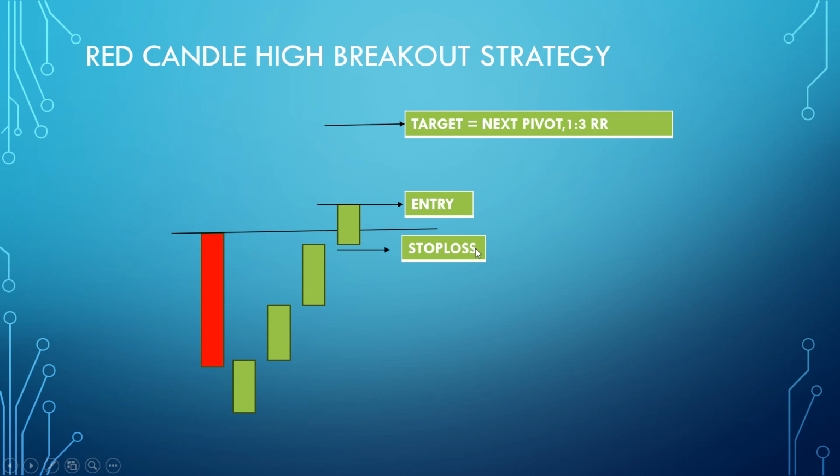But as per my backtesting data and my experience, I don't enter when the high of this red candle breaks. Why? Because when you enter before the close of this candle, when it breaks the high of this candle, most of the time there is going to be a rejection from this level. That rejection will take your stop losses. So I don't enter once the high of this red candle breaks. I wait for the price to close like this above the red candle high.